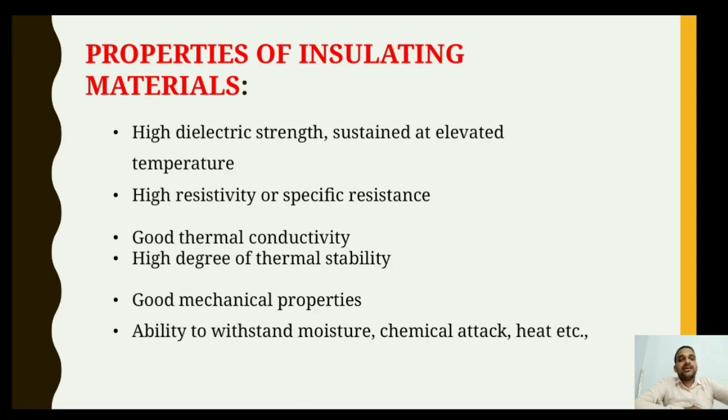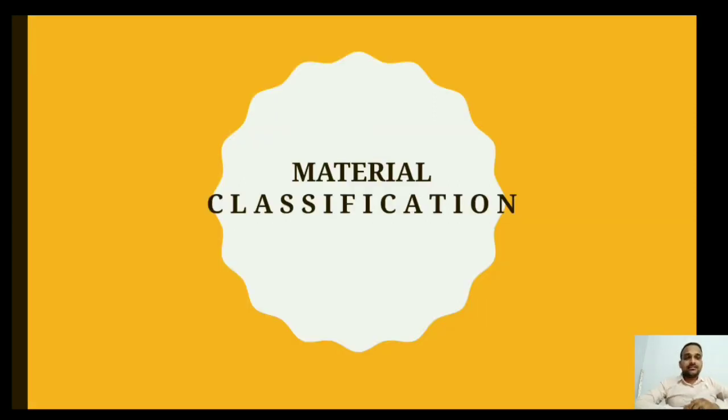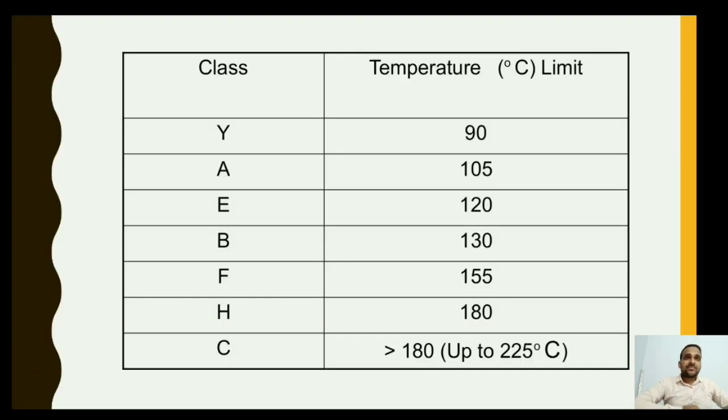Now moving forward, next is the material classification. The main classification of insulating material depends on the permissible temperature rise values of the particular material. From this table, as you can see in the PPT on your screen, the first column indicates the class and the second column represents the temperature limit in degrees Celsius. There are a total of seven classes: Y, A, E, B, F, H, C.